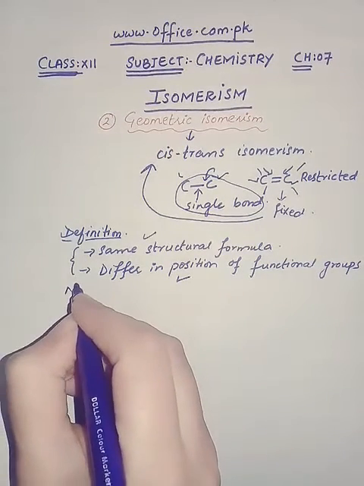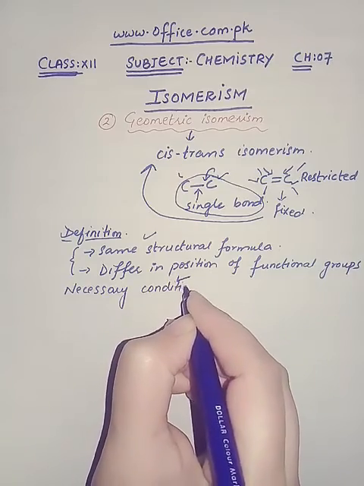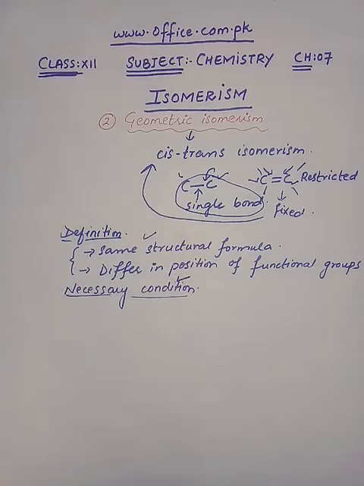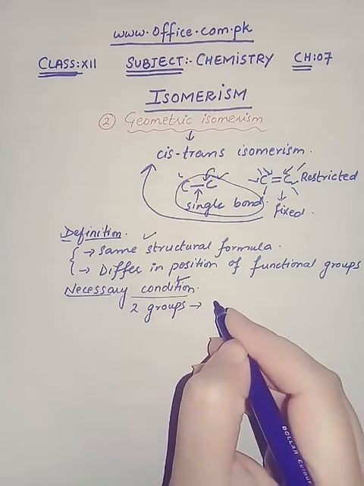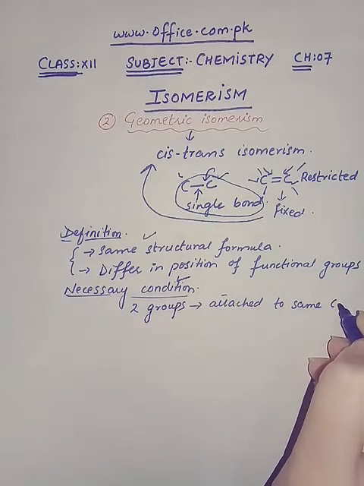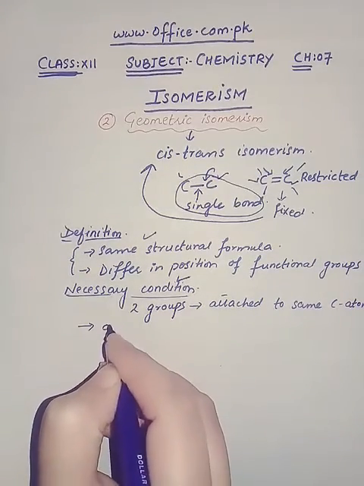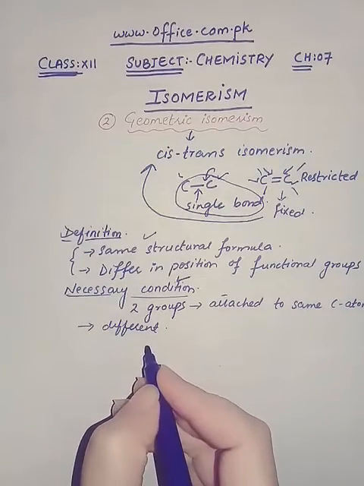Now the necessary condition for this phenomenon to occur. The necessary condition, which is a must for a compound to exhibit geometric isomerism, is that the two groups attached to the same carbon must be different. Now 2-butene will be taken as an example. 2-butene can exist in the form of cis and trans isomers. Let us see how.